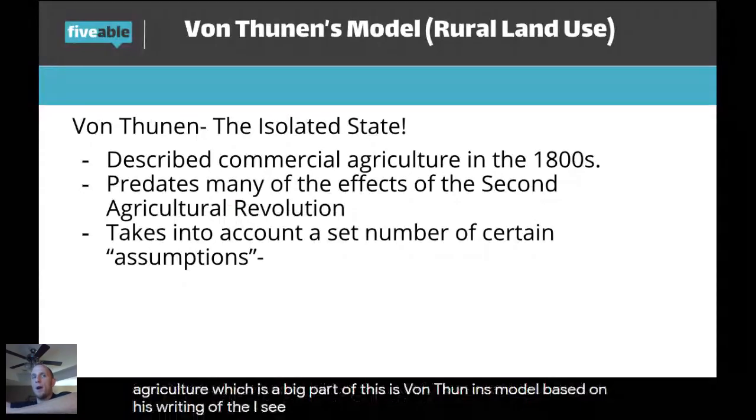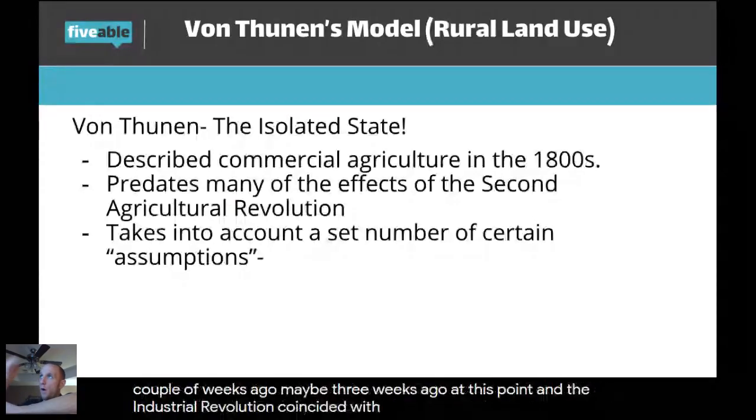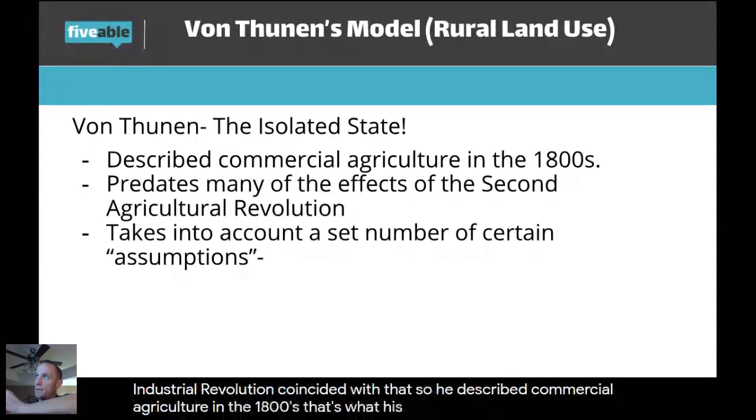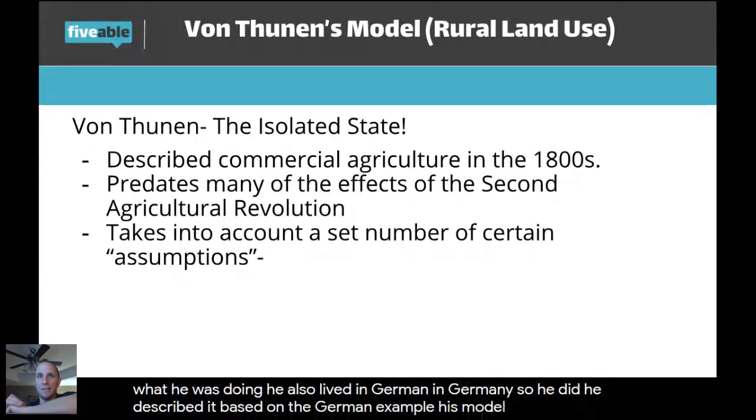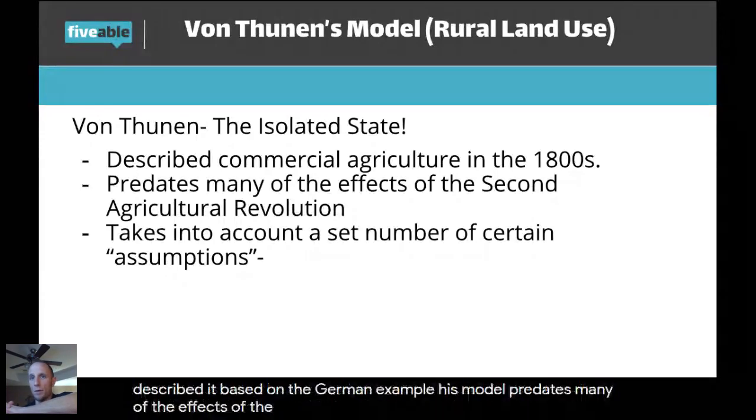Now, we spent some time talking about the second agricultural revolution a couple of weeks ago, maybe 3 weeks ago at this point. And the Industrial Revolution coincided with that. So he described commercial agriculture in the 1800s. That's what his experience was in. That's what he was doing. He also lived in Germany. So he described it based on the German example. His model predates many of the effects of the agricultural revolution.